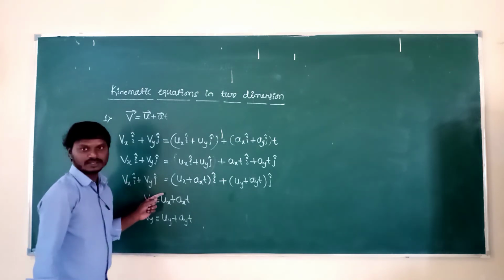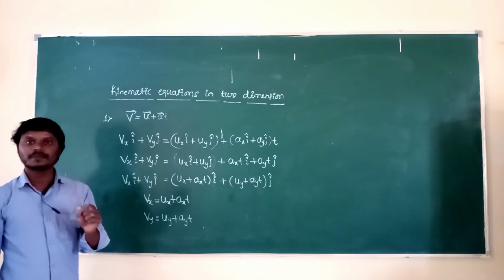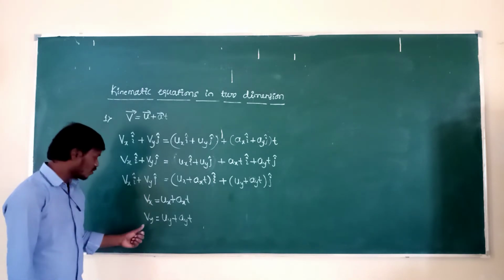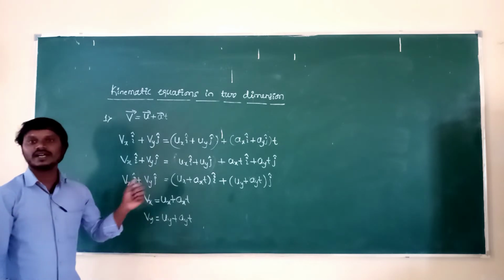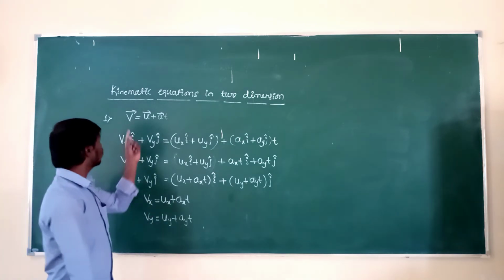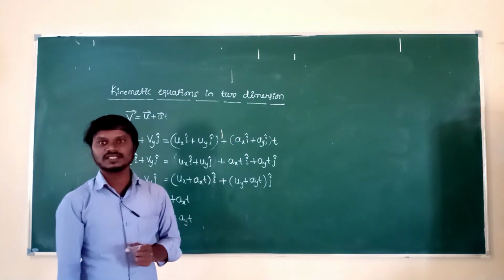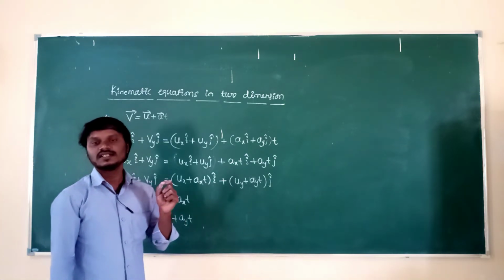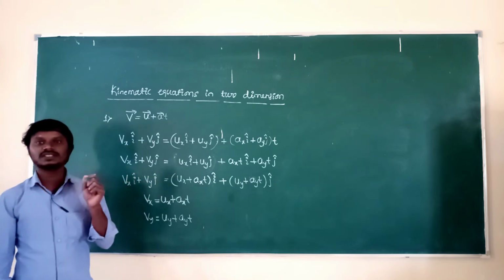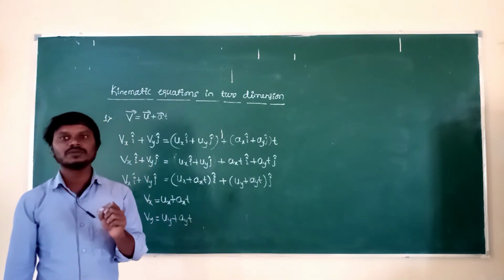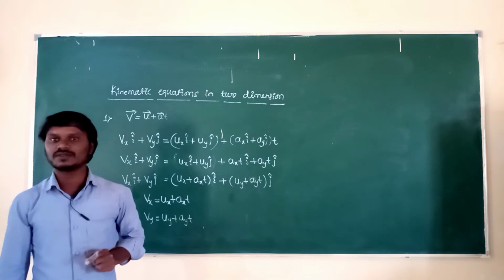It is the equation of motion taken along the y-axis. We have to take both here. In case of motion in a plane, we are going to take the final velocity along the x-axis and also the final velocity along the y-axis. Okay, this is about the first kinematic equation. Then what about the second kinematic equation? That is displacement vector is equal to initial velocity vector into time plus 1 by 2 acceleration vector into time square.